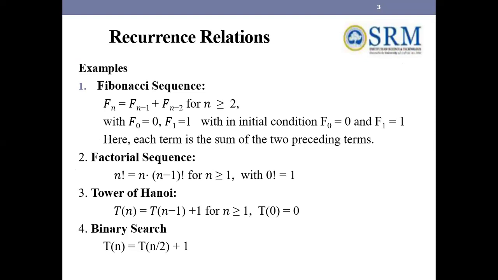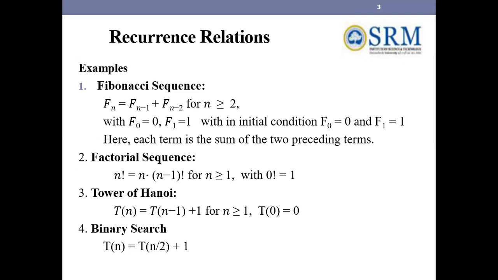And we will see some examples of recurrence relations. First one is the Fibonacci series. Fibonacci series is the problem of finding the nth term in the series. The series starts with 0 and 1. 0 is the first term, 1 is the second term in the series. The third term can be calculated as the sum of the previous two terms. That is, f of nth term is the sum of the n minus 1 and n minus 2 terms.